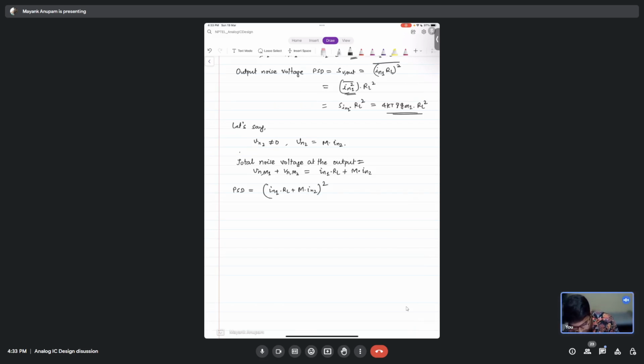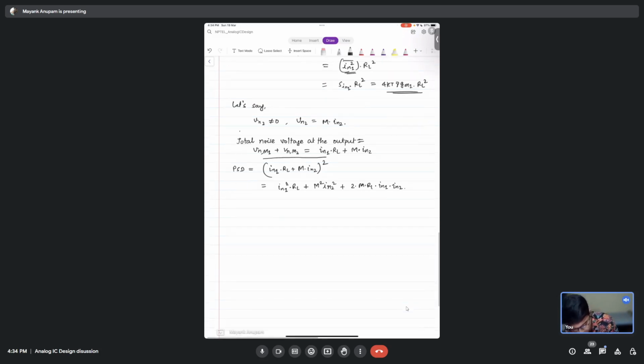We have to square and take the mean, right? Square and then take the mean. It is not mean and then square. It is square and then mean, right? And what will it be? So let's do this exercise once. So it will be what? In1 square times RL plus m square times in2 square plus 2 times m times RL times in1 times in2. Correct? This is what it is, and then the whole average. Correct?